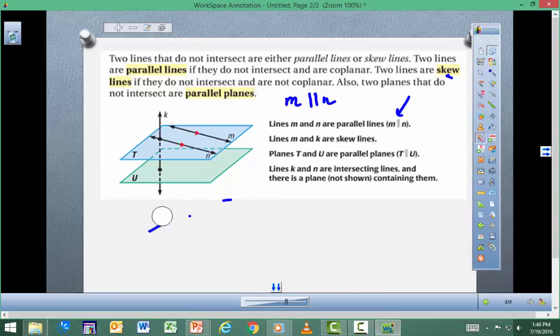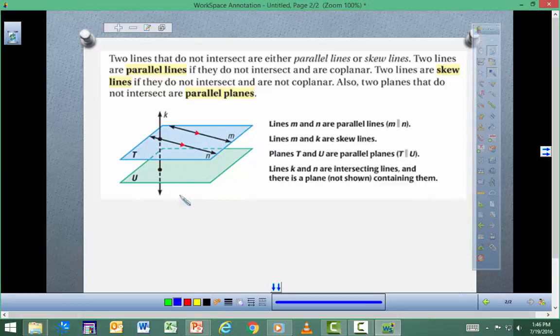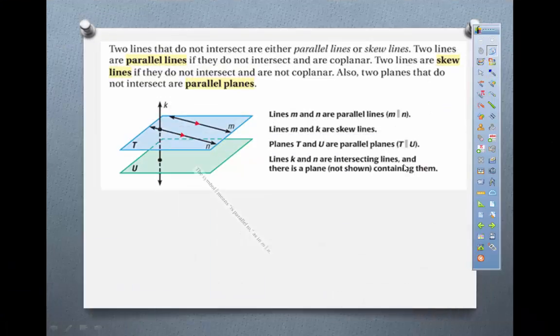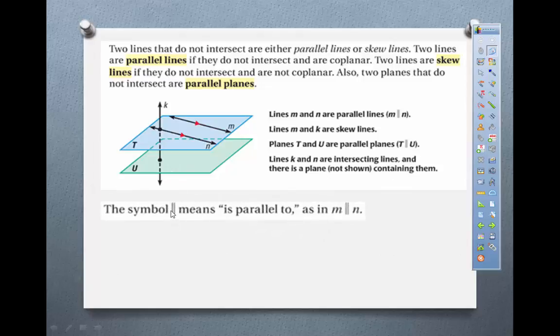Well, at the same time we can talk about parallel planes. I think that's pretty obvious. Two parallel planes would be two planes that don't intersect, kind of like this green one and this red one. So anyhow, well, so we have some basic ideas about parallel and skew. Okay, so there's that symbol again.